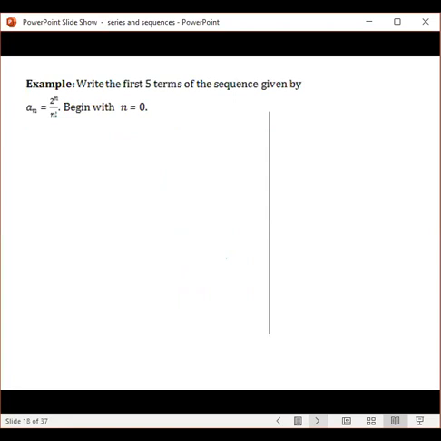Now, example: write the first 5 terms of the sequence given by the formula a sub n is equal to 2 raised to n over n factorial. So this time, the formula of the sequence is given, that is 2 raised to n over n factorial. And there is an emphasis that we need to begin with n equal to 0. We want to write the first 5 terms. So the first term would be n equal to 0, so you have 0, 1, 2, 3, and 4. What we want is to solve for a sub 0, a sub 1, a sub 2, a sub 3, and a sub 4.